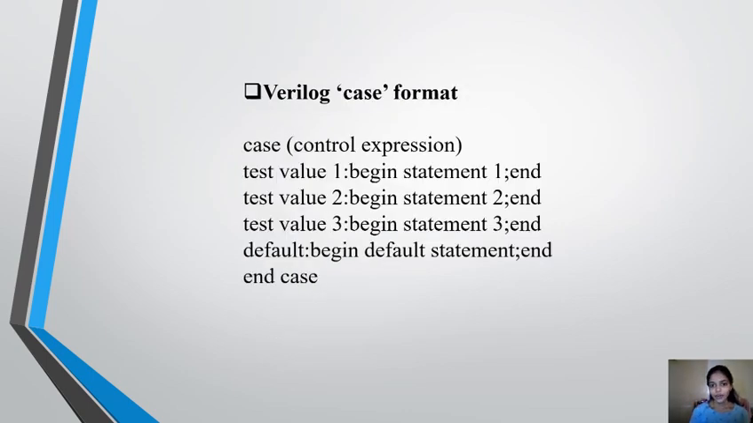Next, we will see the Verilog case format. The case statement is a sequential control statement. It must include all possible conditions of a control expression. Here, within the case brackets we have to declare the control expression. Next, the test value and begin statement, and we have to end it here. Then the default statement. The default statement can be used for confirmation that all conditions are covered or not. Begin the default statement, and we have to end the default statement here. After the default statement, we have to end the case. So this is all about the case format.